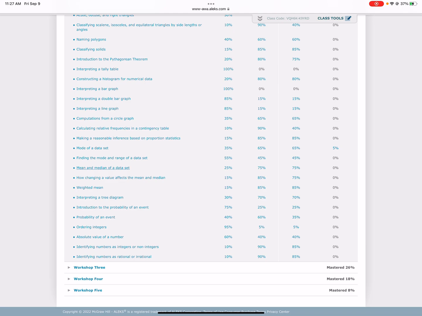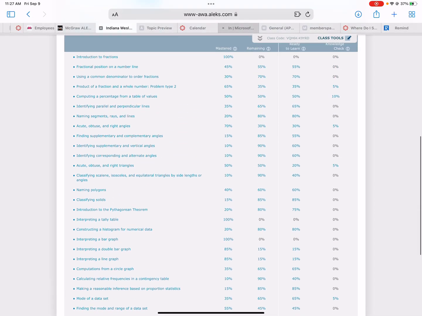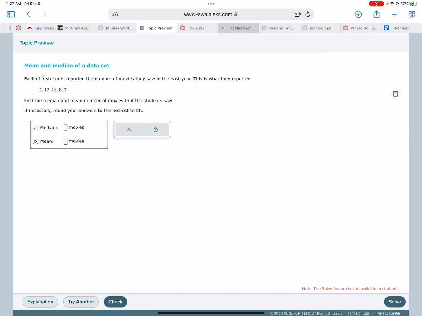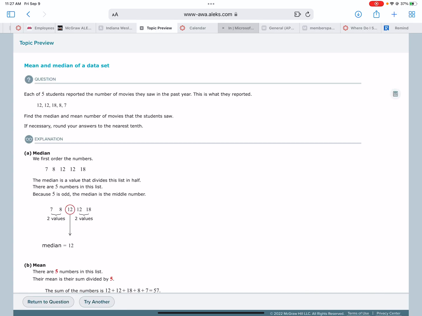Next, mean and median. Okay, mean is just the average. You guys have learned how to do the average since you were younger, where you add all of them up and divide by the number. And median is the middle number.